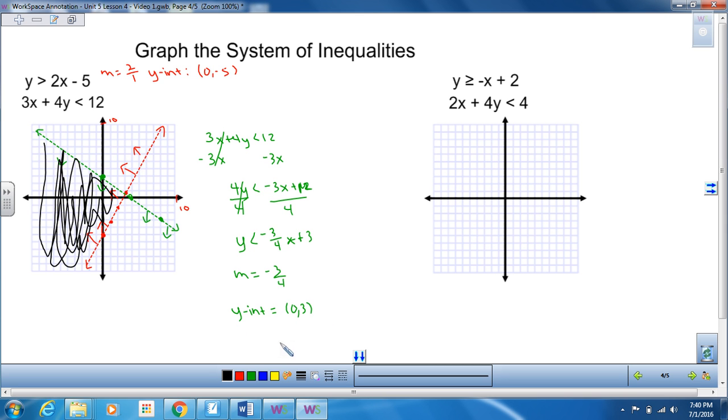It would be a good time for you to pause and do the next one on your own, and then check to see that you did it right. Okay, so for my first line, my slope is negative 1/1. And my y-intercept is 0, 2. I scale down again. Okay, so I go to 2, and then I go down 1, right 1. This time this is a solid line.